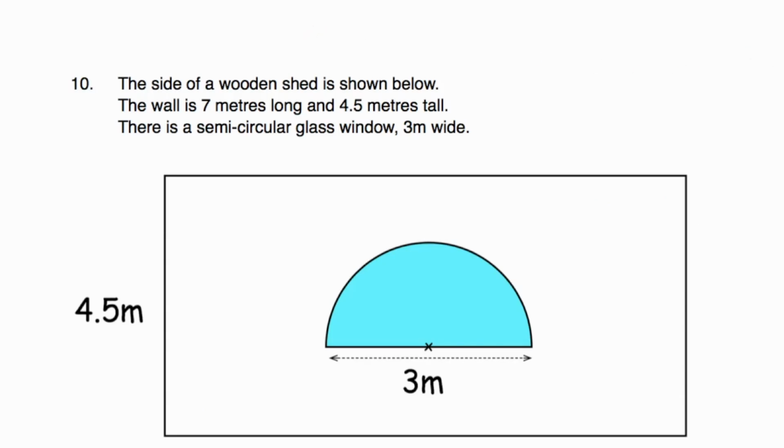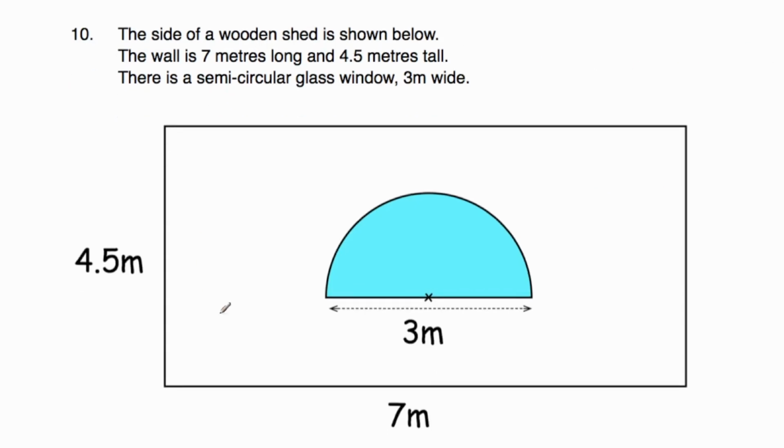Question number 10. We've been given the side of a wooden shed as shown below. So this is the side of a wooden shed. The wall of the wooden shed is 7 meters long and it's 4.5 meters tall. And there's a semicircular glass window which is 3 meters wide. So the rest of it must be wood because it's a wooden shed, and you've got this semicircular glass window.